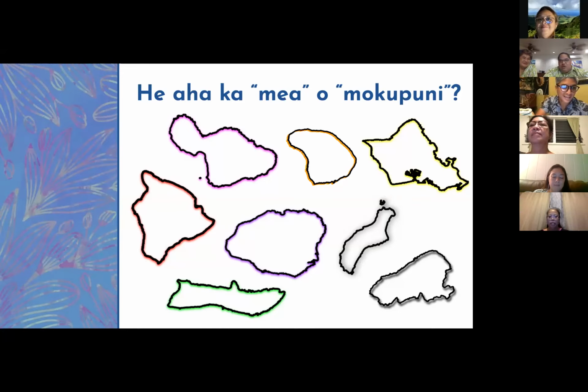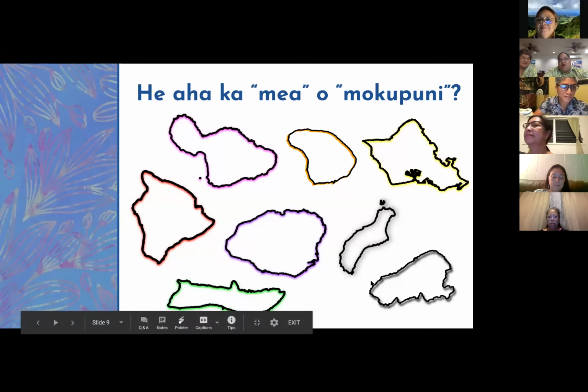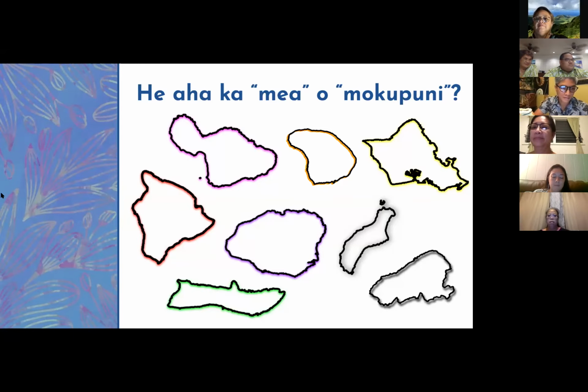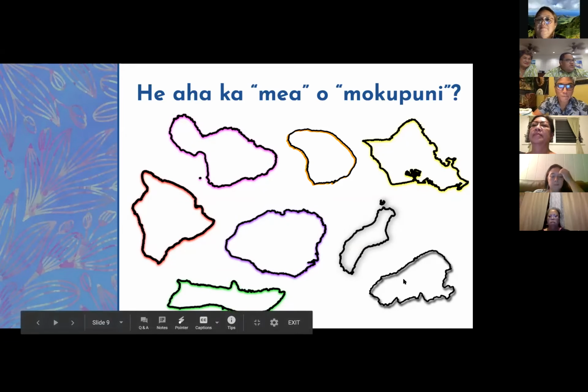Okay, let's try one more. He aha ka pua o Kahoʻolawe. Good job. Okay, and that's easy to remember because it's kind of like the color. Hinahina is the color and the pua is hinahina. Good. And then what else?